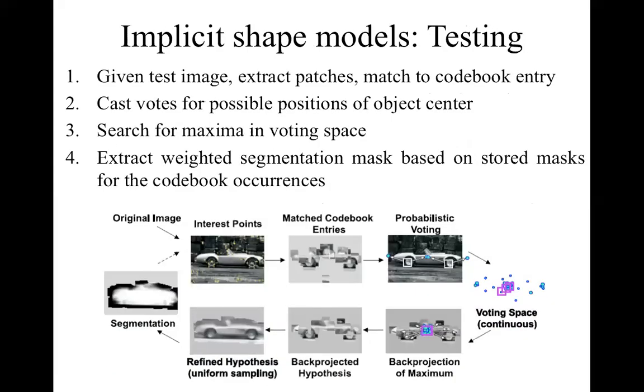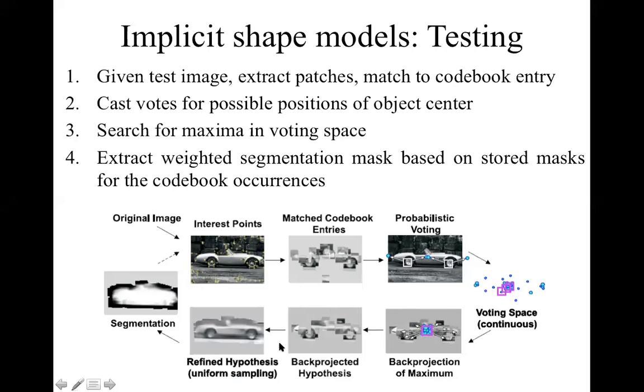And at test time, what you do is you extract interest points, you extract a descriptor for each patch, then you assign to each patch the corresponding codebook entry in the visual vocabulary that you learned in the training phase. Each codeword will vote for a center, and then you accumulate votes in the voting space, and then, for example, here you localize the maximum in the parameter space of the votes that will correspond to the center of your object.